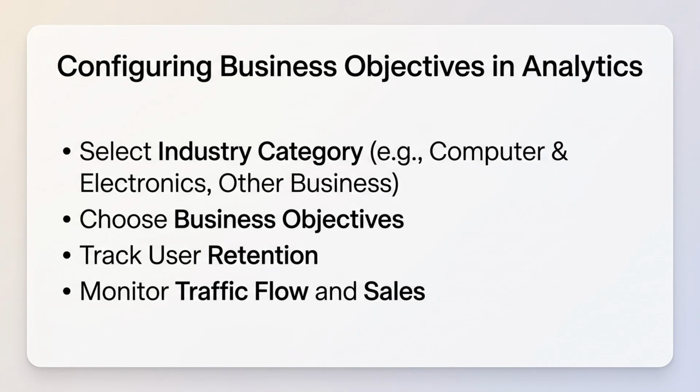Next, Google Analytics will ask for your business details. You need to select an industry category that closely matches your website, like computer and electronics or other business. Following this, you will choose your business objectives. It is generally recommended to select multiple objectives, such as tracking user retention, monitoring traffic flow, and observing sales drivers. This comprehensive selection ensures you gather robust data across all user interactions.